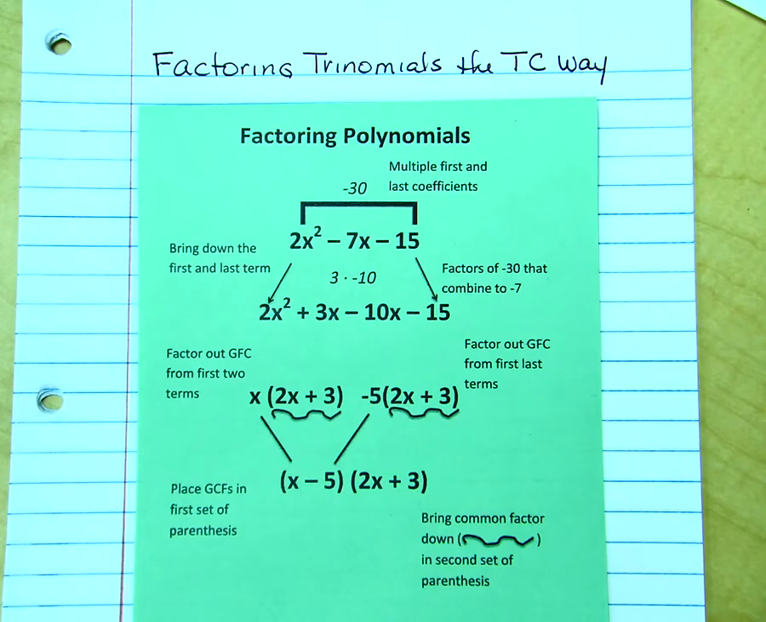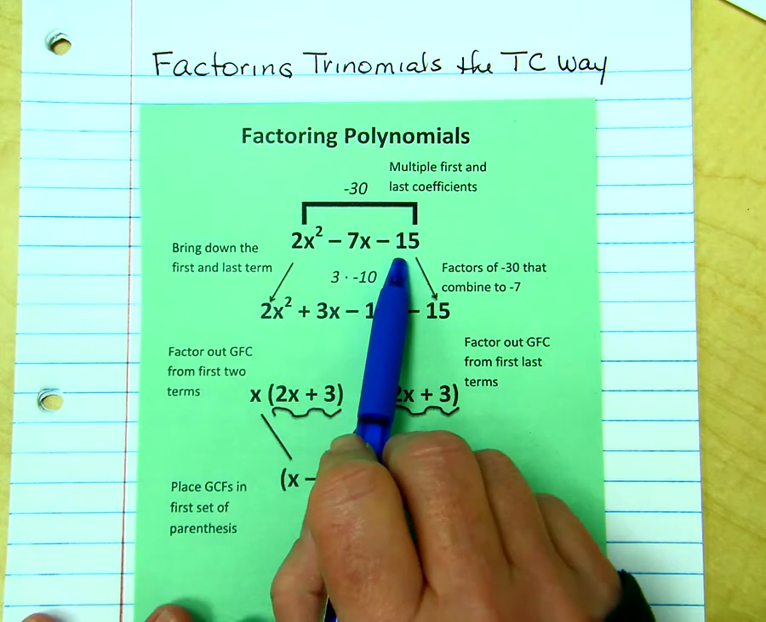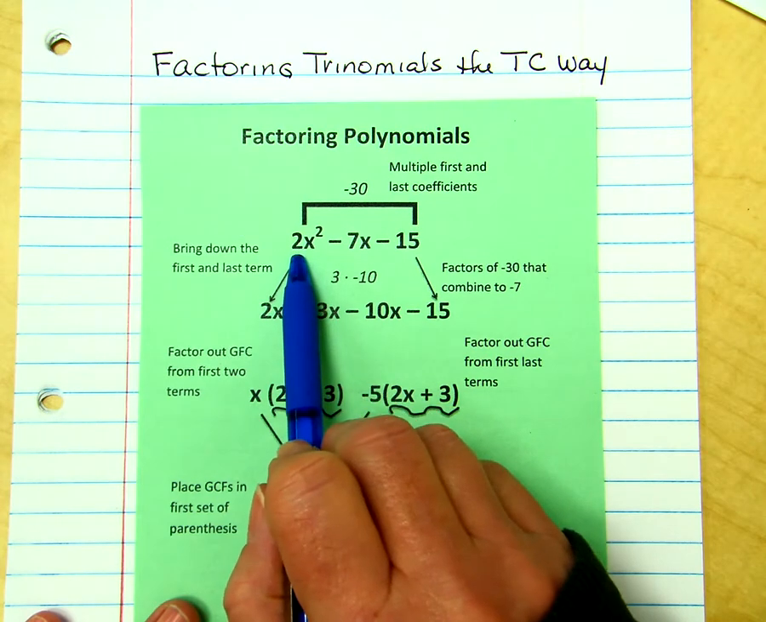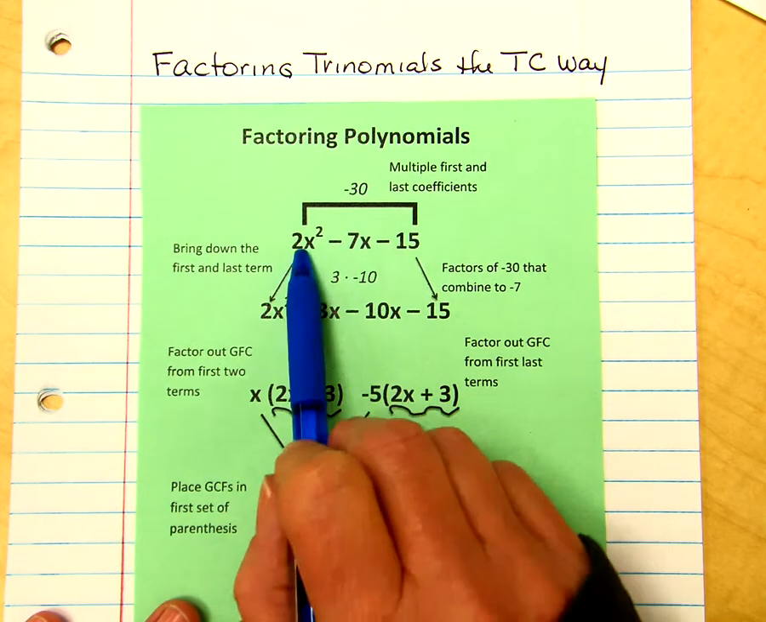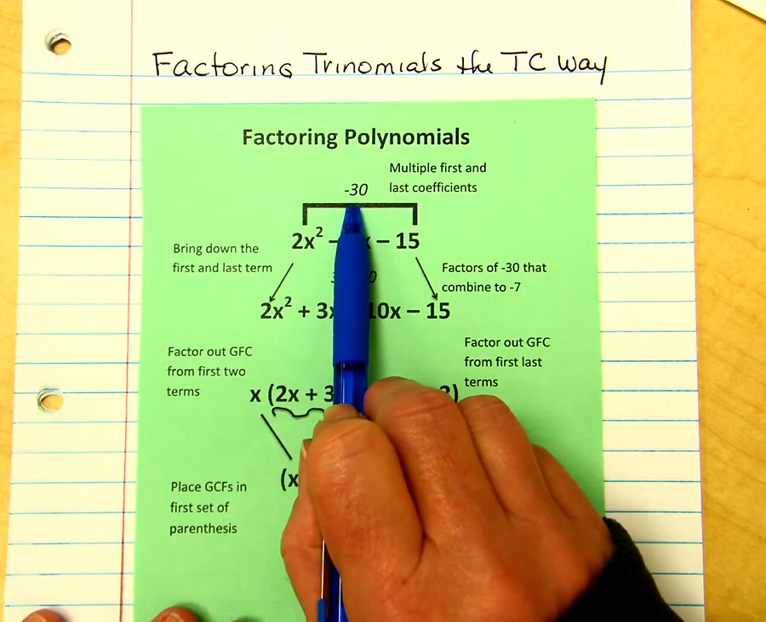Hello Stings. In this video we will be looking at factoring trinomials in the Texas City Way. So to factor polynomials, in this case more specifically trinomials, first we're going to write down our problem, look at the coefficients of the first and the last term, and multiply those together. 2 times negative 15 is negative 30.